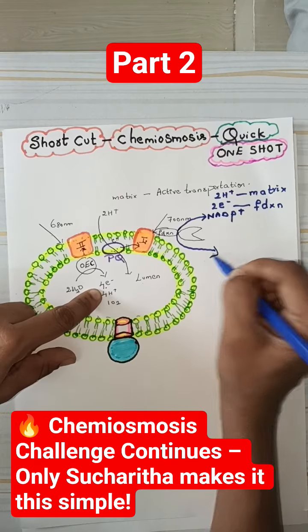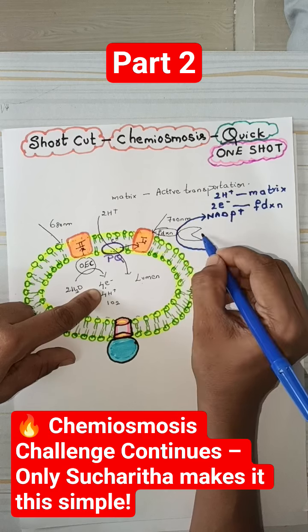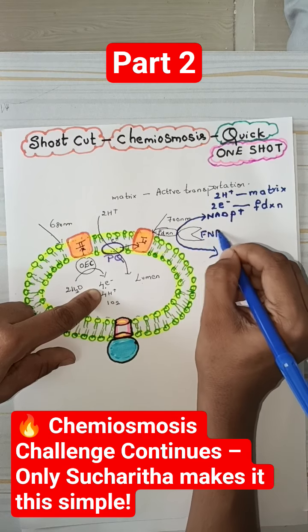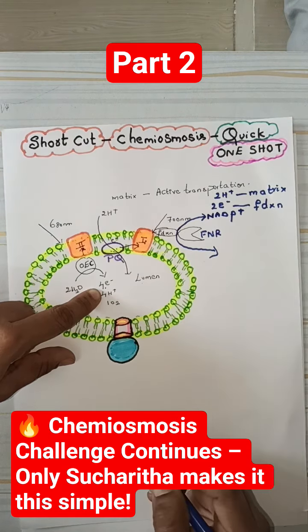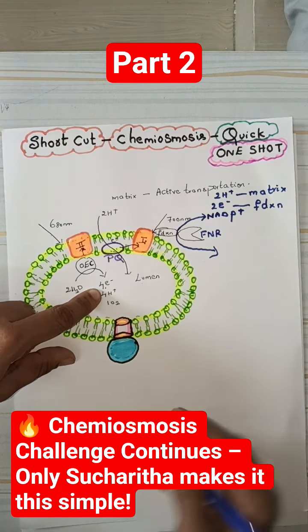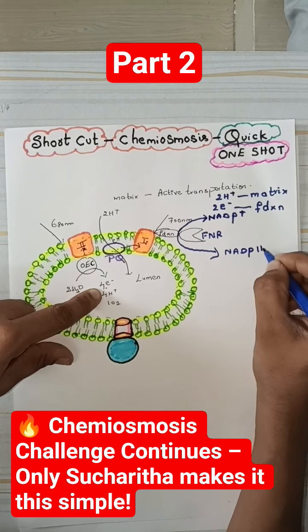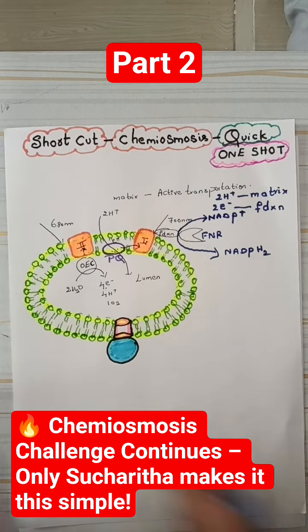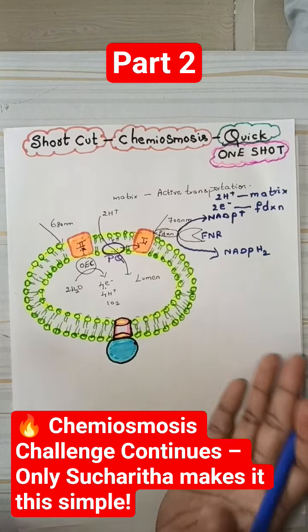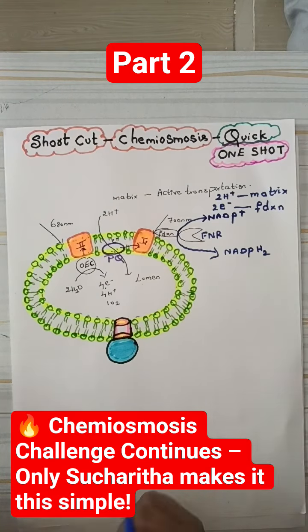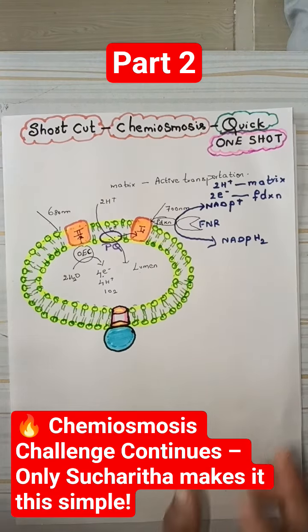NADP plus in the presence of NADP reductase. Yes, in NCERT they have given the FNR complex. Now after accepting the electrons, it is going to pick up the NADP plus and reduce it into NADPH2. So while this synthesis of NADPH2 happens, you can see very clearly.